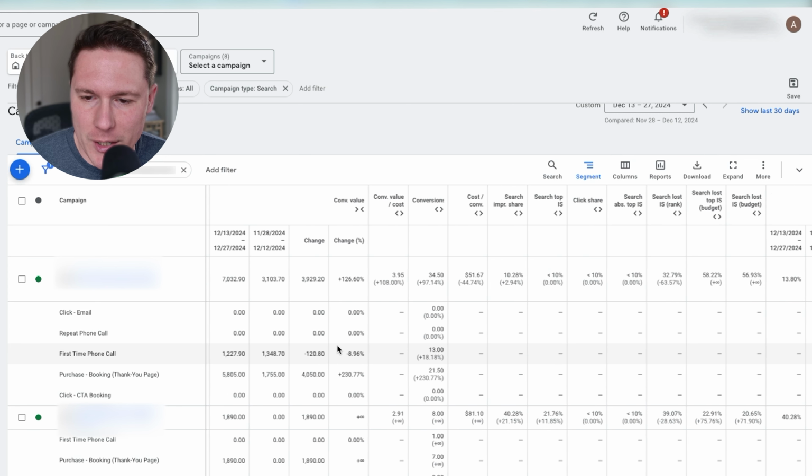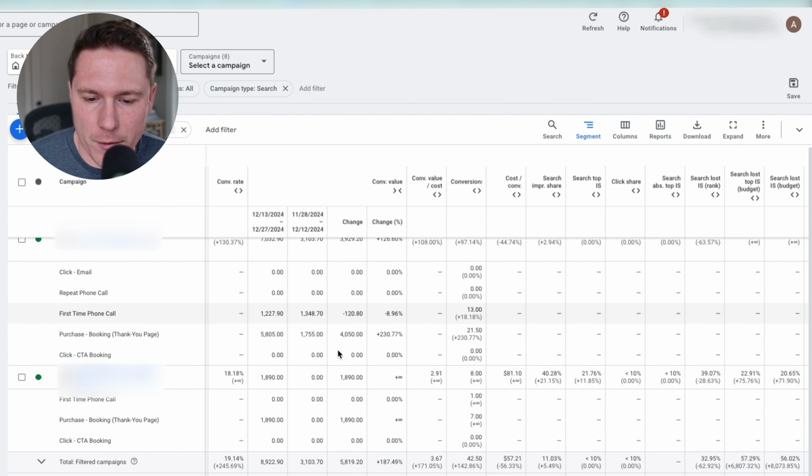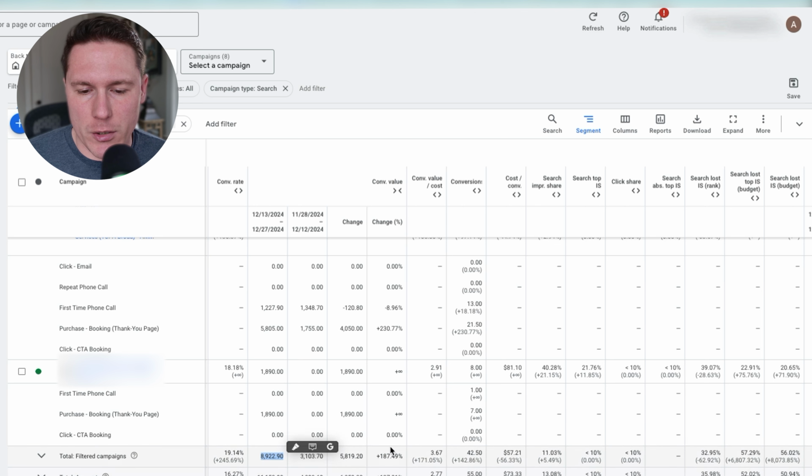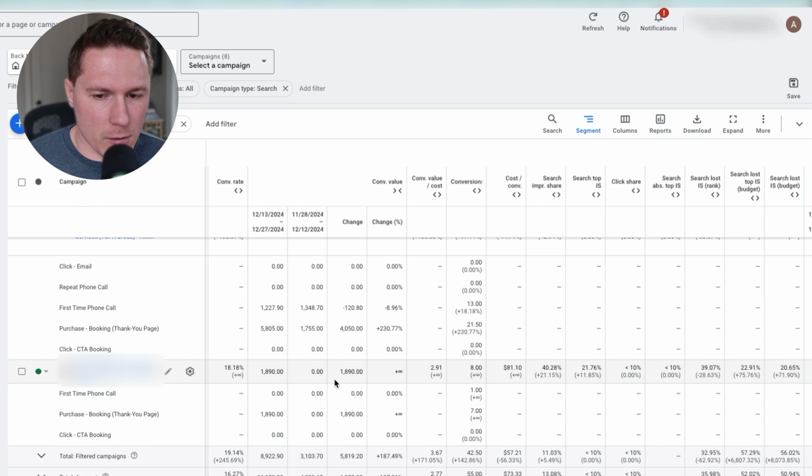And this gave us a massive lift, all the way from 3,103 and 70 cents all the way up to 8,922. So Google's been able to learn, and we've been able to teach it.